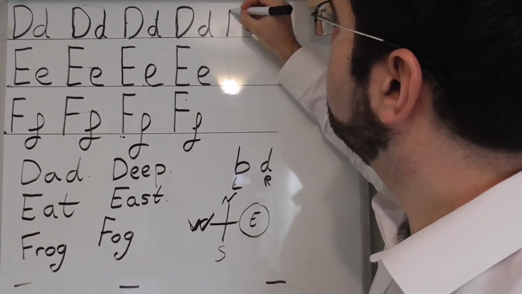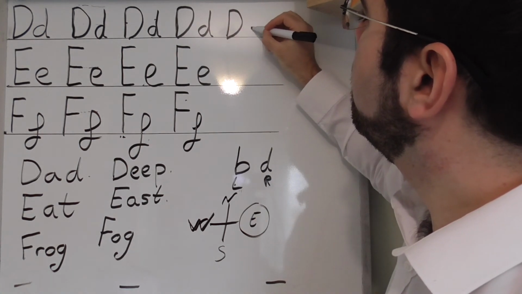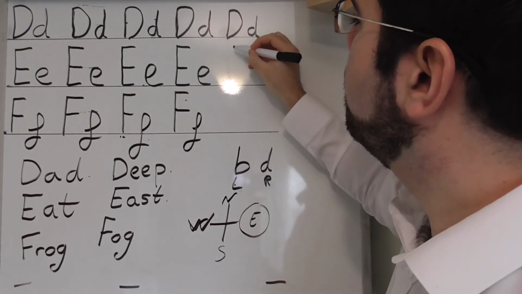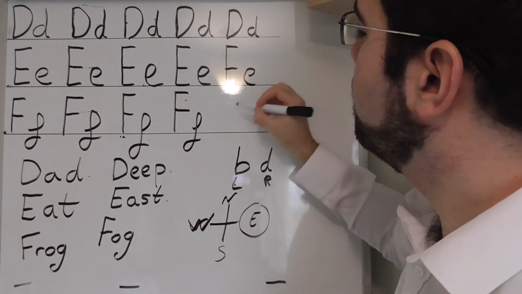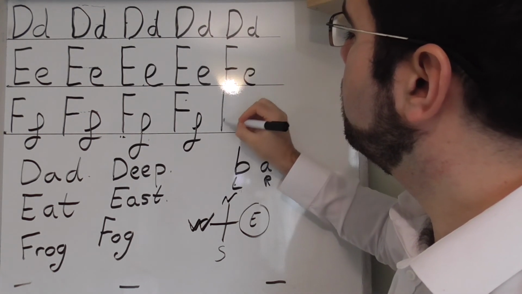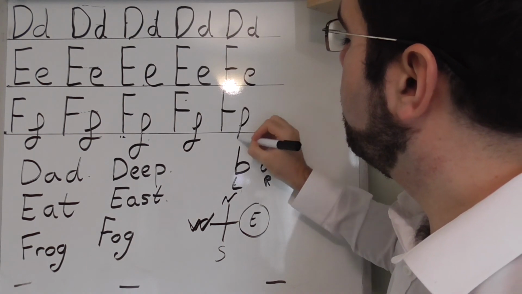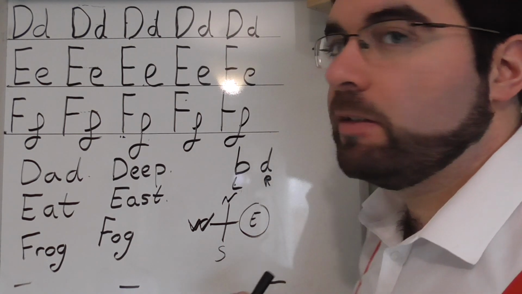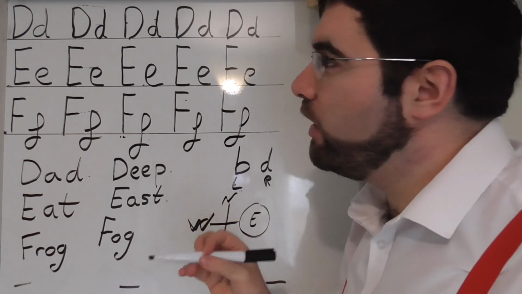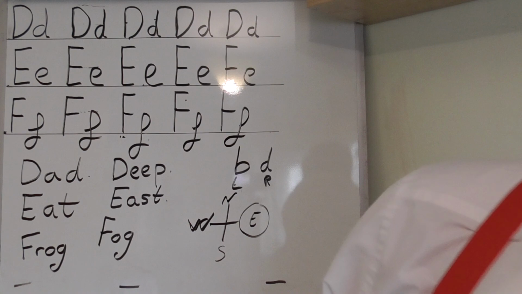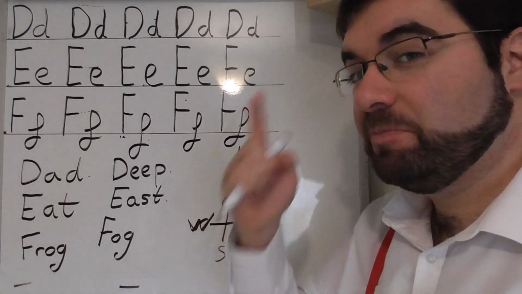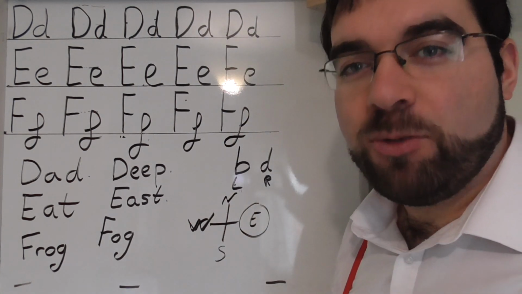D, D, D, E, and E. F, or F, and F. Very nice. Very nice. D, E, F. Whoops. There it is again. Very good. Okay. Let's keep going.